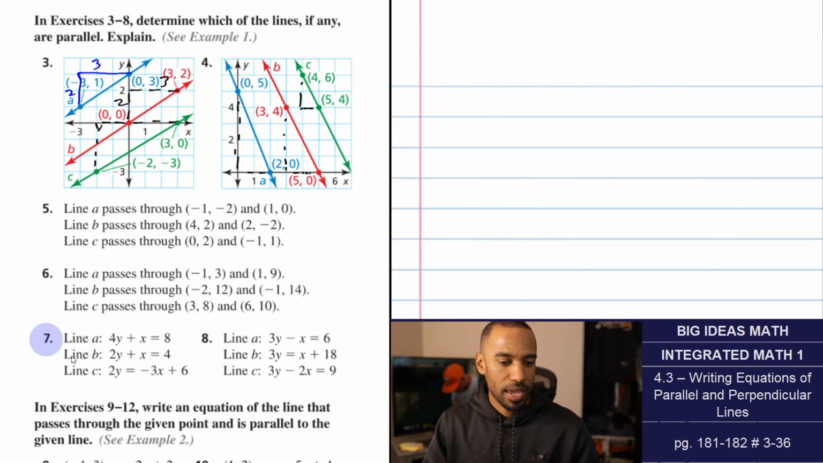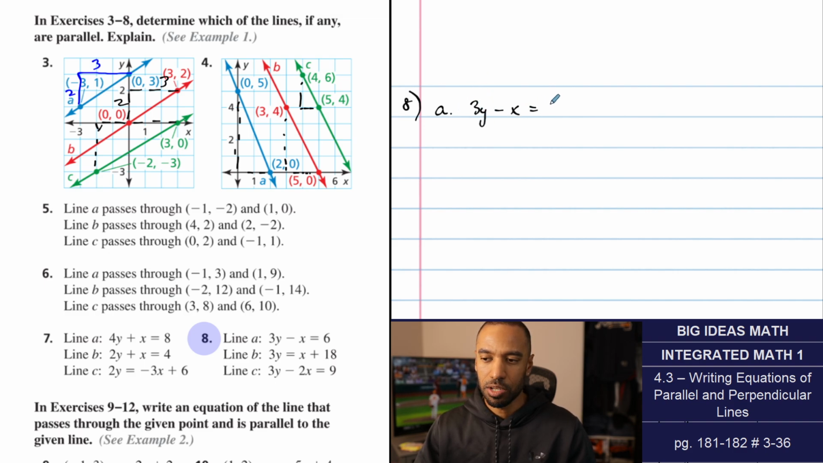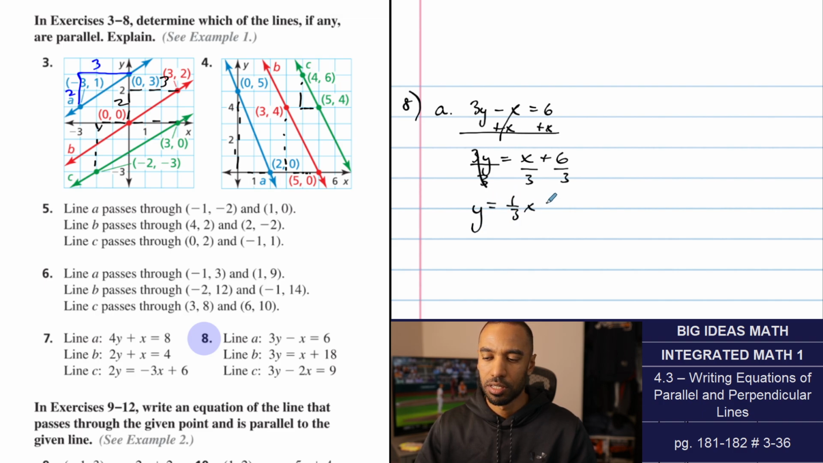Lastly, number 8, we have line A doing its thing, and B and C. All right, number 8. A. We have 3y minus x equals 6. Let's add x to both sides. And divide everything by 3. X over 3, better written as 1/3 x. So we now have the slope of line A.